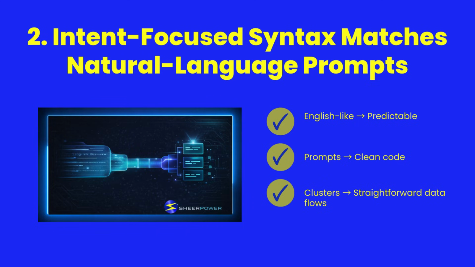This section shows how intent-focused syntax matches natural language prompts. You start with a prompt, and it maps directly to English-like Sheerpower. For example, a prompt that says load, filter, sort, print formatted translates cleanly into code with the same structure and intent. The result is readable operations with minimal ceremony, where the code closely reflects what you asked for and is easy for both the AI and the developer to understand.